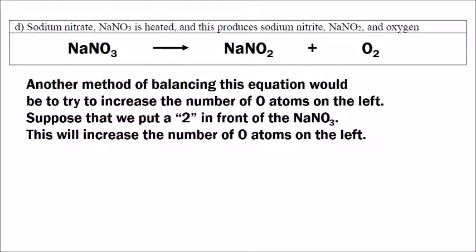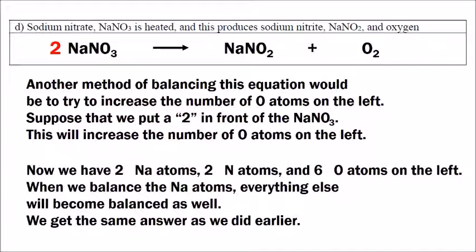Now, another method of balancing this equation would have been to increase the number of oxygen atoms on the left. So suppose that we put a 2 in front of the sodium nitrate. This would increase the number of oxygen atoms on the left. Now we have 2 sodium atoms, 2 nitrogen atoms, and 6 oxygen atoms on the left. If we balance the sodium atoms, then everything else will become balanced as well. We have 2 nitrogen atoms on both sides and a total of 6 oxygen atoms on both sides. So we get the same answer as we did earlier.